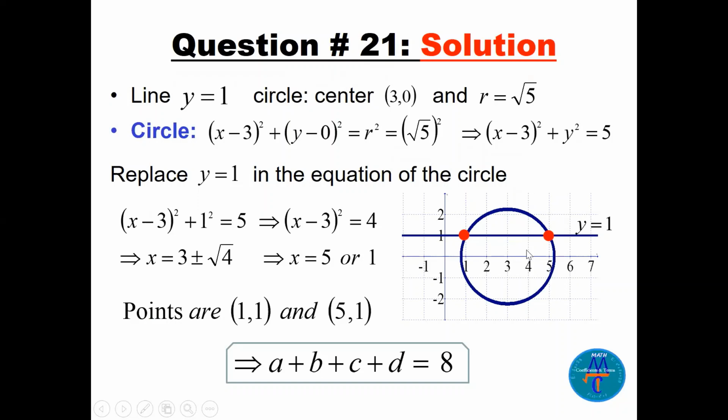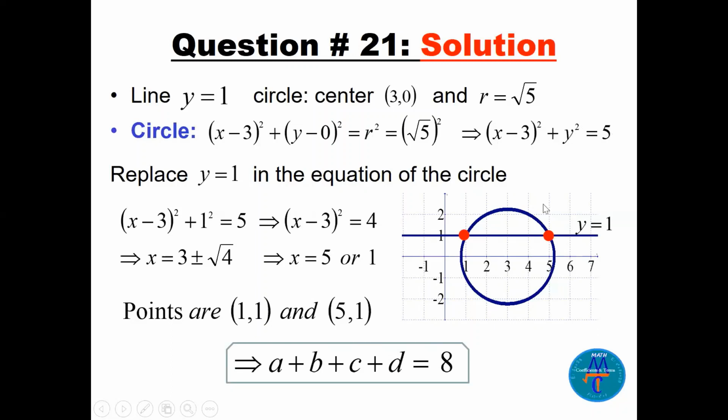Just imagine a circle, 3, 0 is the center here. Just make a circle and put the line y equals 1. This is a point, this is a point, you see? So that's what we need, these are the points. So what do we do? Just write the equation of the circle. You know that formula, x minus h squared plus y minus k squared is equal to r squared. So the circle we have: x minus 3 squared plus y squared is equal to 5.